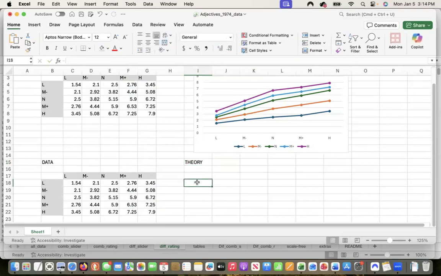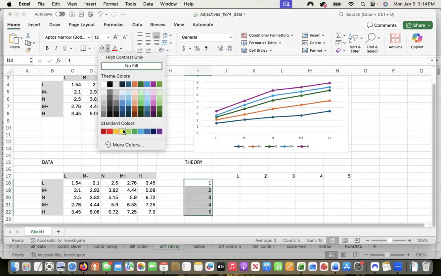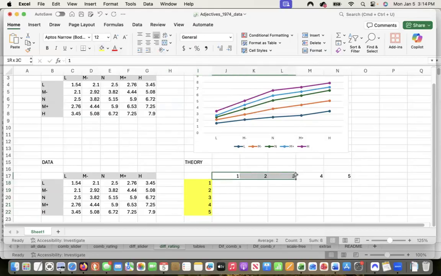And I'm going to just start with some numbers that are ordinal, but we're going to try to solve for better values. So 1, 2, 3, 4, and 5. And 1, 2, 3, 4, and 5. So we're going to start off with the idea that these might be the values. And I'm going to color them in yellow just to show that these are going to be the parameters that we're going to solve for.